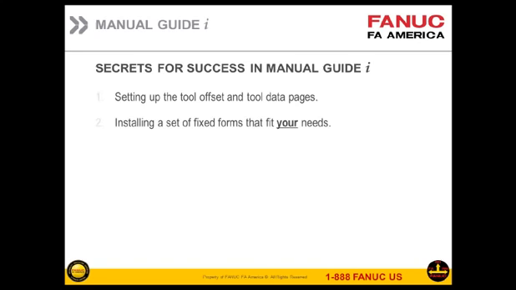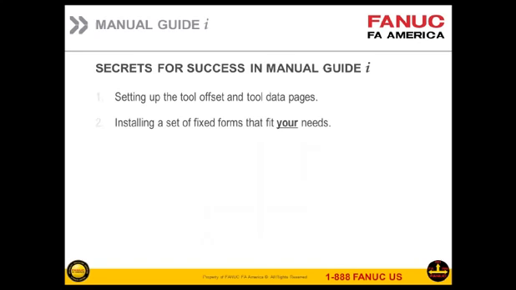Number one, the tool offset and the tool data pages associated with the lathe package. It's important that you set those up correctly: the tool types and all the information that goes with each particular tool. Then number two, you set up a set of fixed forms that fits your needs, as we discussed before, where the flexibility is, where the fixed forms are what you want. The way you want to start a program, the way you do a tool change, the way you start the spindle, make them set up to fit your needs.